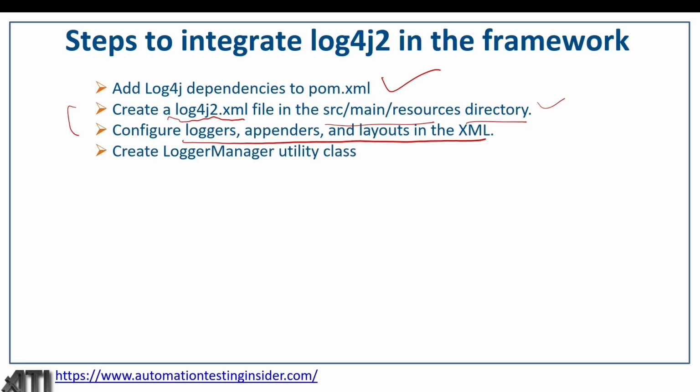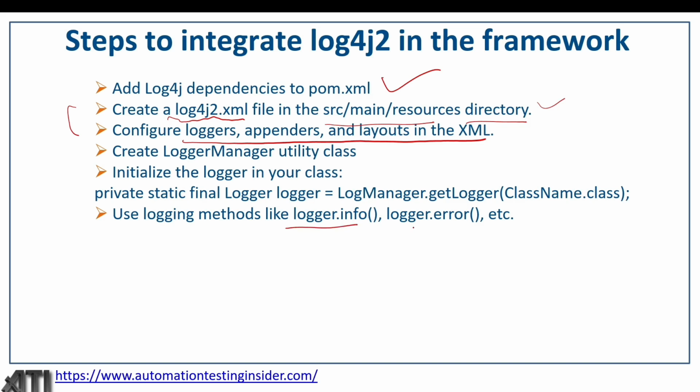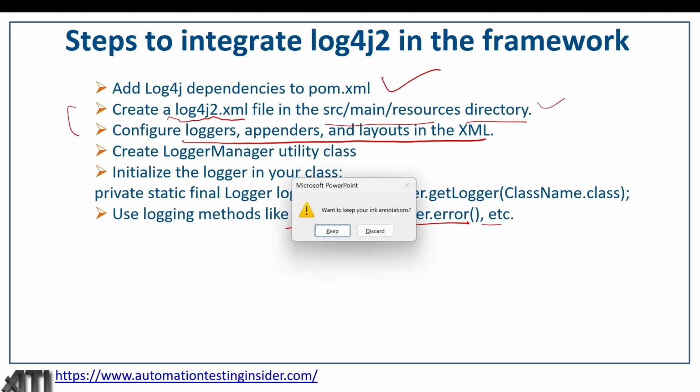Create a logger manager utility class, which we are going to create, and initialize the logger in your class. We need to create the logger and initialize it, probably in our base class, as the primary class to start this, to initialize the logger in our framework. And use logging methods like logger.info, logger.error in the framework. So this is what we are going to do today. These are the steps which we are going to follow.